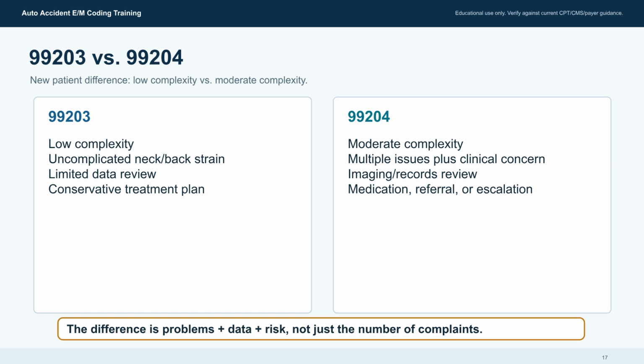Let's compare 99203 and 99204. A 99203 may involve a new patient with uncomplicated neck or back strain, mild to moderate pain, basic exam findings, and a conservative treatment plan. A 99204 may involve a new patient with multiple injured regions, persistent or worsening symptoms, radicular complaints, headaches, imaging review, prescription management, or referral. The difference is not just how many complaints the patient has. The difference is the complexity of the problems, the amount of data reviewed, and the level of risk involved in management.